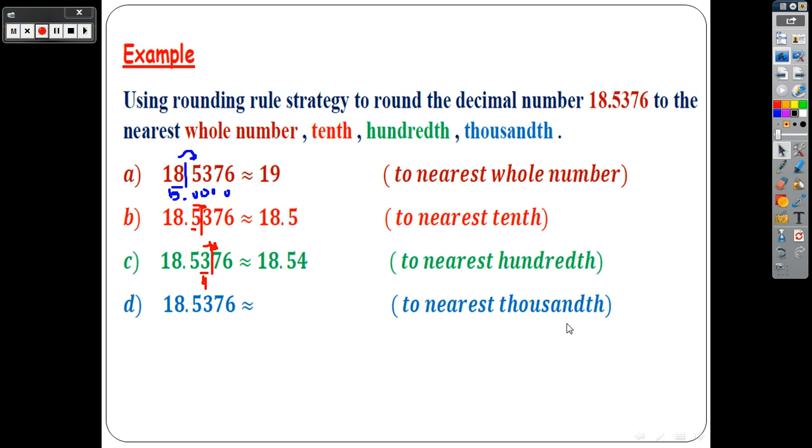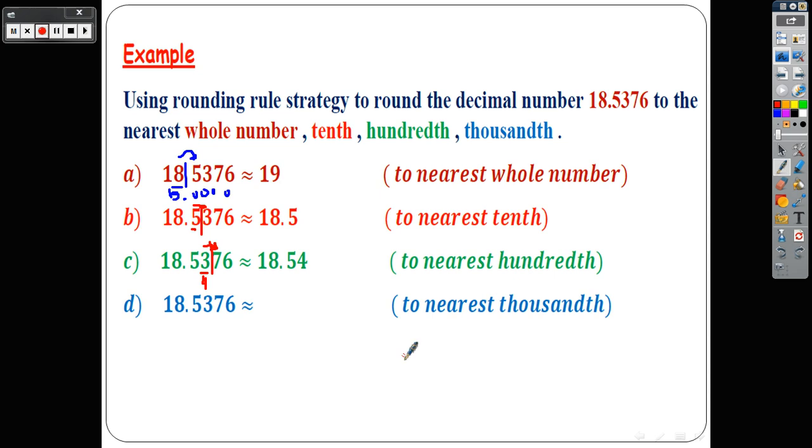Now to the nearest thousandth. How can you round to the nearest thousandth? Where is the thousandth place? The thousandth place here is 7. Go to the next door. What is the next door? It's 6.